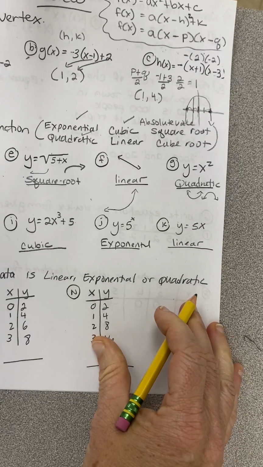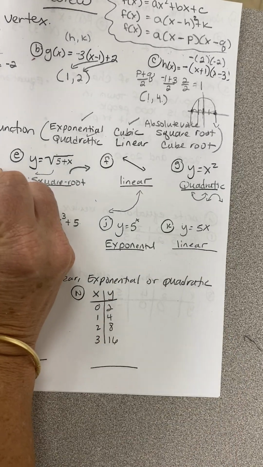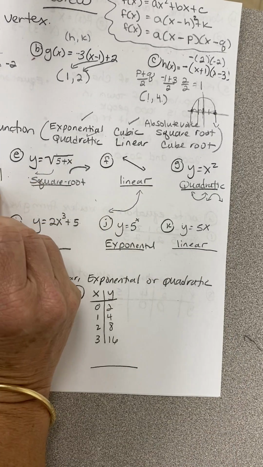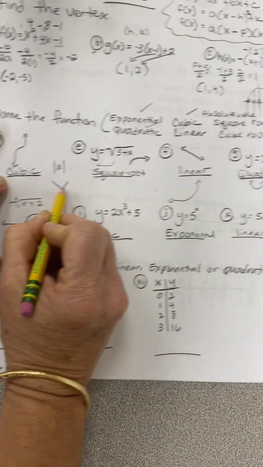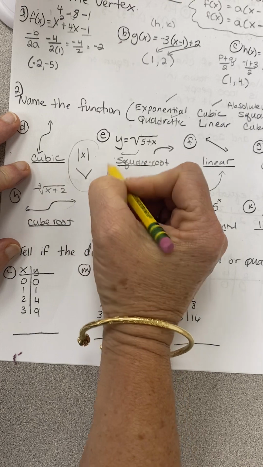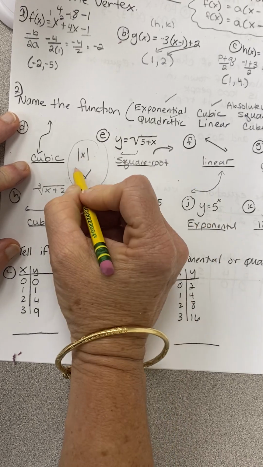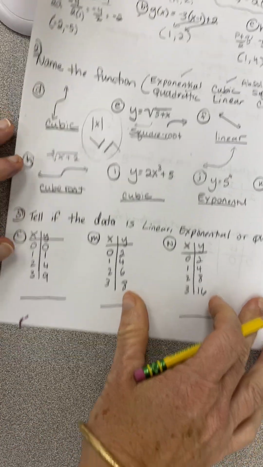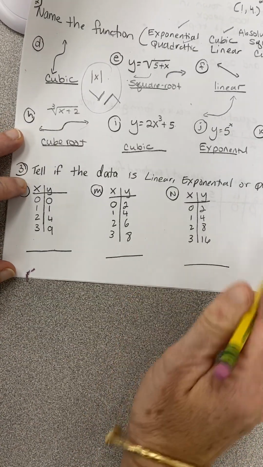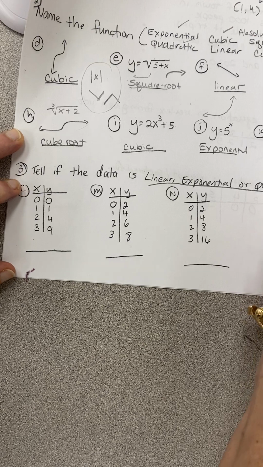An absolute value function is when you have an absolute value sign, and those functions look like a V. Just think of the letter V. This is an absolute value function where you have the absolute value sign. It makes a V or an upside down V. All right, this next part down here is just asking if the function is one of these.